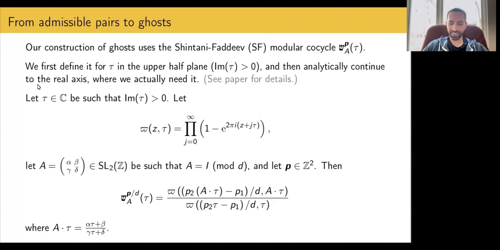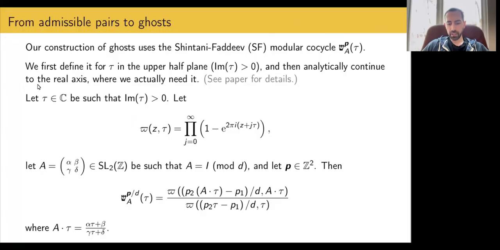Okay. So we can go from admissible pairs to actually constructing ghosts by building something that we call the Shintani-Faddeev modular cocycle. Okay. Oh, and I forgot to cite Gene's paper. So Gene came up with a really nice formula for this object in terms of ratios of what's called the Q-Pochhammer symbol, okay, which is this infinite product right here.